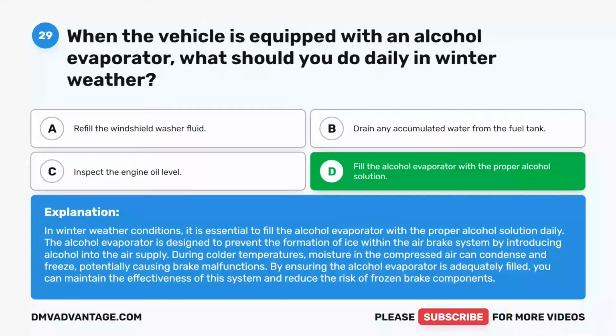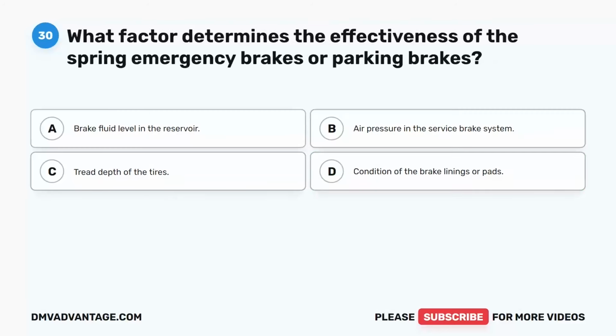In winter weather conditions, it is essential to fill the alcohol evaporator with the proper alcohol solution daily. The alcohol evaporator is designed to prevent the formation of ice within the air brake system by introducing alcohol into the air supply. During colder temperatures, moisture in the compressed air can condense and freeze, potentially causing brake malfunctions. By ensuring the alcohol evaporator is adequately filled, you can maintain the effectiveness of this system and reduce the risk of frozen brake components.